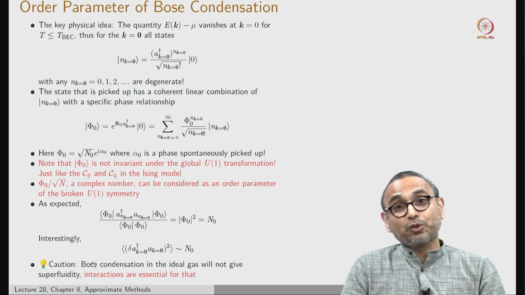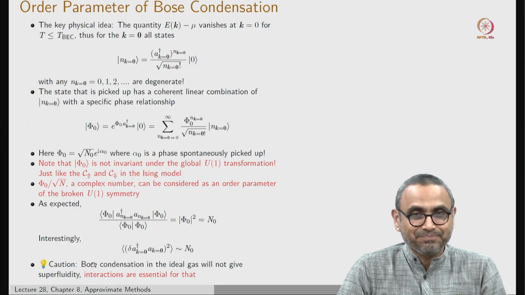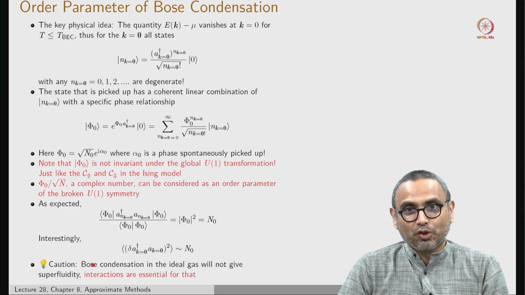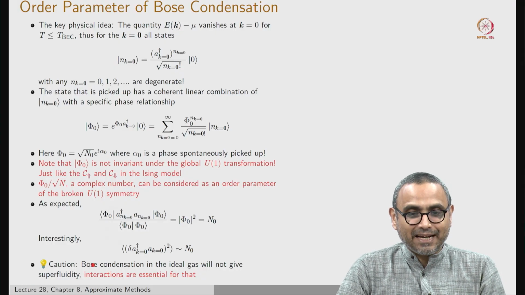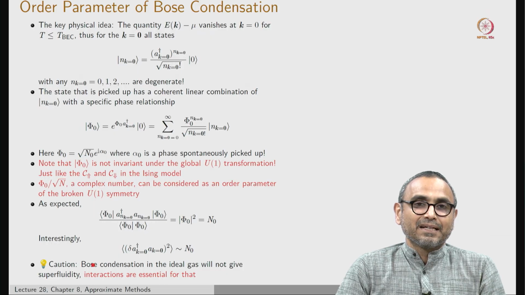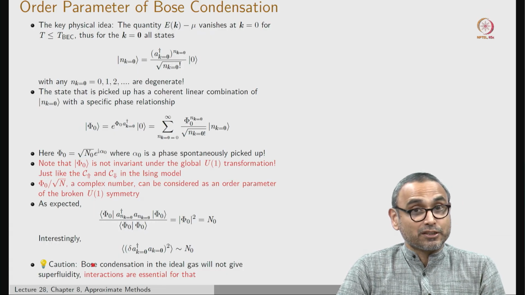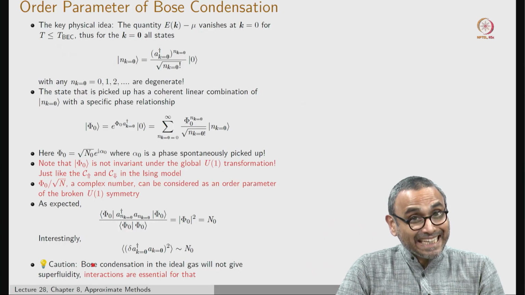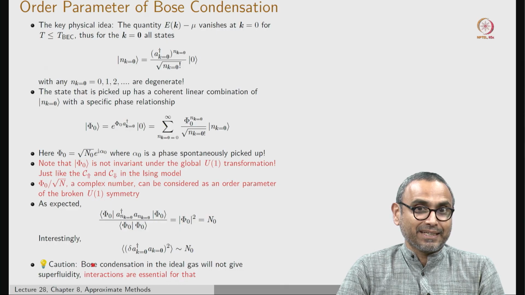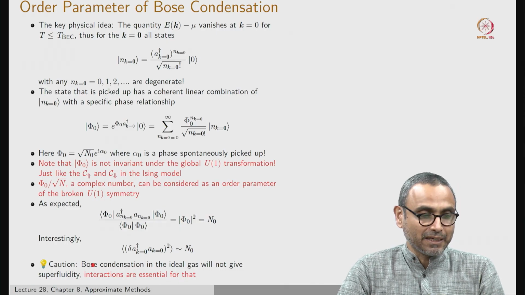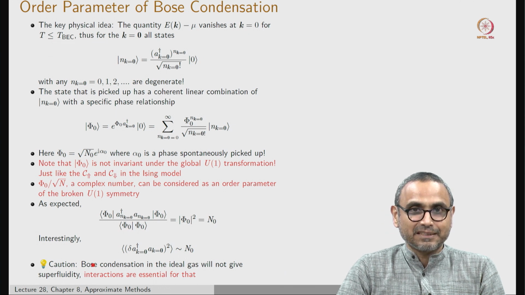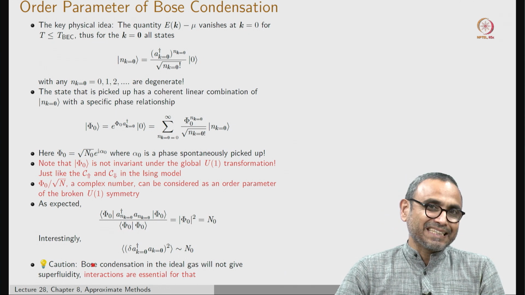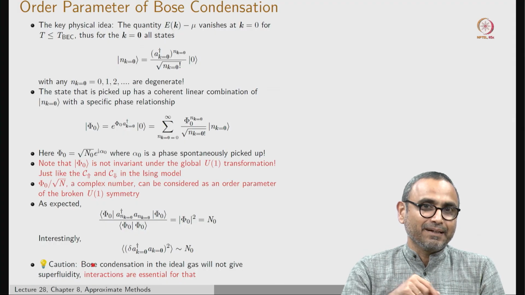Now I want to flash a word of caution here. Without getting too much into technicalities and fine points, having Bose condensation alone is not sufficient for getting superfluidity. You need interactions between particles to get superfluidity. This is a very important point, and it's probably best discussed in a course on condensed matter physics, but this is something you should remember. We are making a connection between Bose condensation and superfluidity, but there is much more to the story than what I have shown you here.